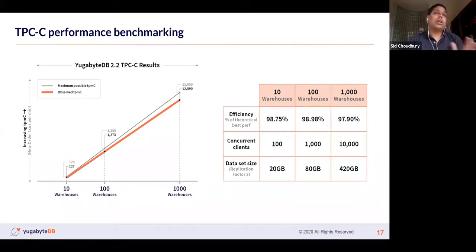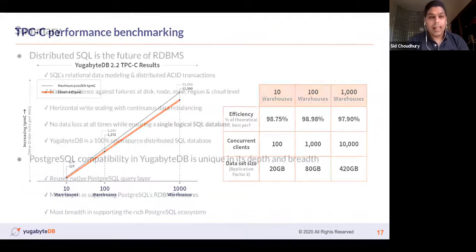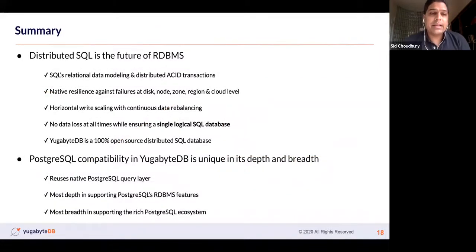Now, is the work done? Again, work is not done. We continue to test against larger warehouse sizes with larger data sets. Work is ongoing for 10,000 and 100,000 warehouses, and we'll be sharing those results over the course of the next few months. So the summary is that distributed SQL is here. It is the future of the RDBMS.